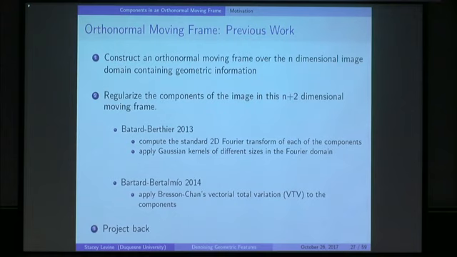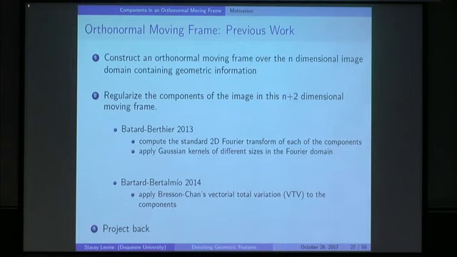The first work that I know of is Thomas Batard and Berthier in 2013. What they did to regularize these components is essentially they just applied a Gaussian kernel to the components in this orthonormal moving frame. And when they projected back, they got this somewhat Gaussian scale space that somehow encoded geometry. So that was kind of interesting.